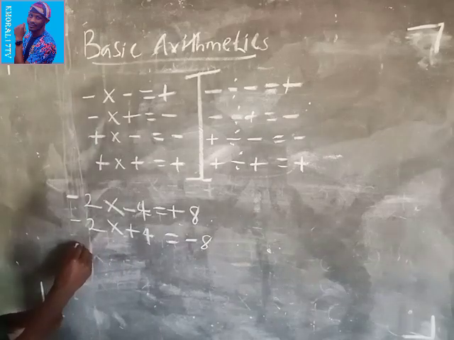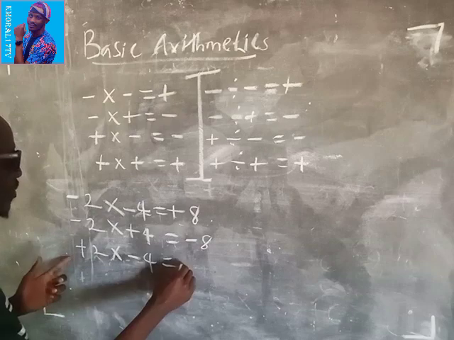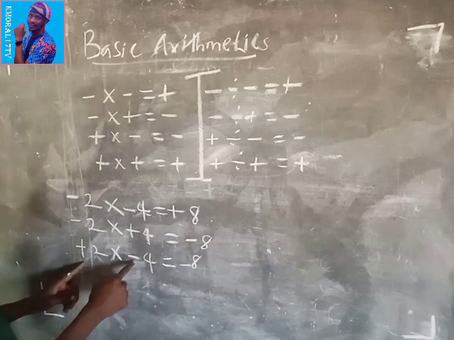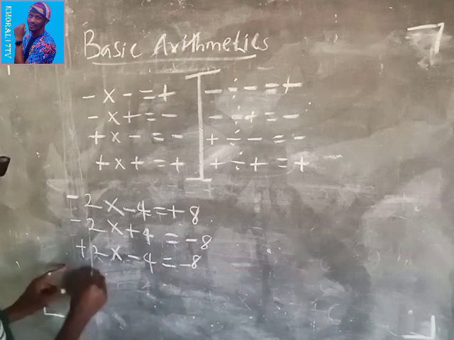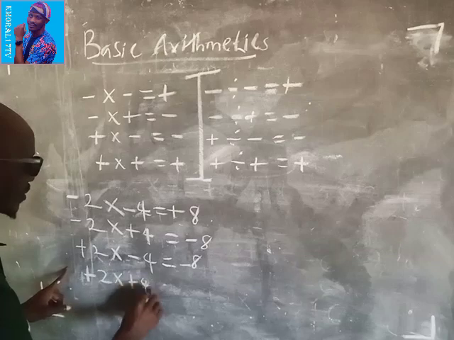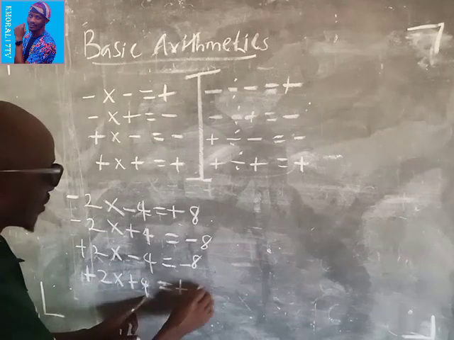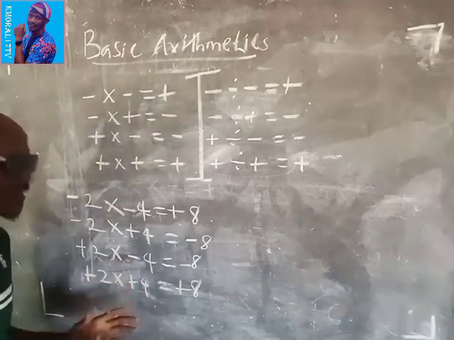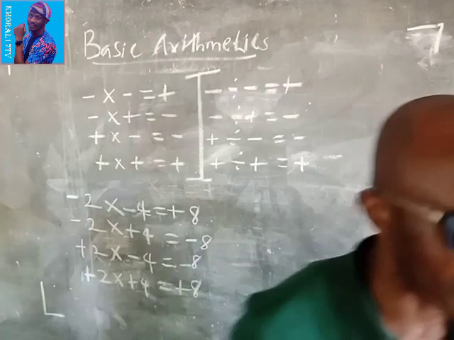So let's take a look at another one here. Plus 2 times minus 4 is still minus 8, because plus multiplies minus as minus, and 2 multiplies 4 as 8. Then plus 2 times plus 4 is equal to what? Plus 2 times plus 4 will give you plus 8. These are the ways these things are operated.